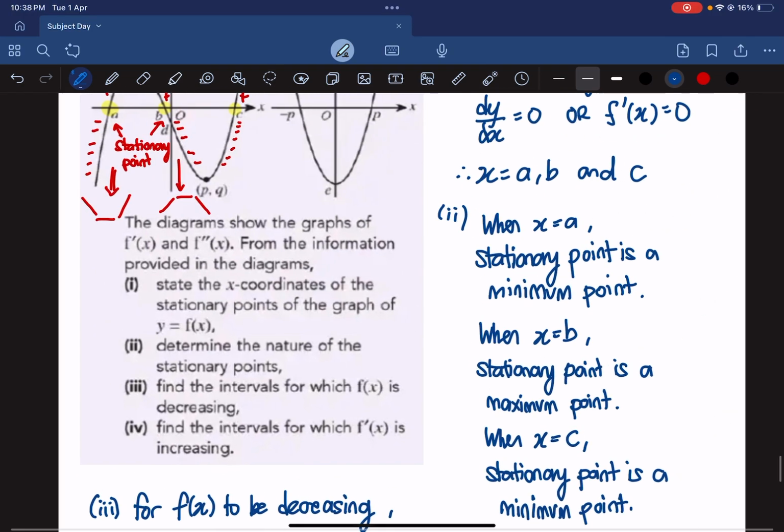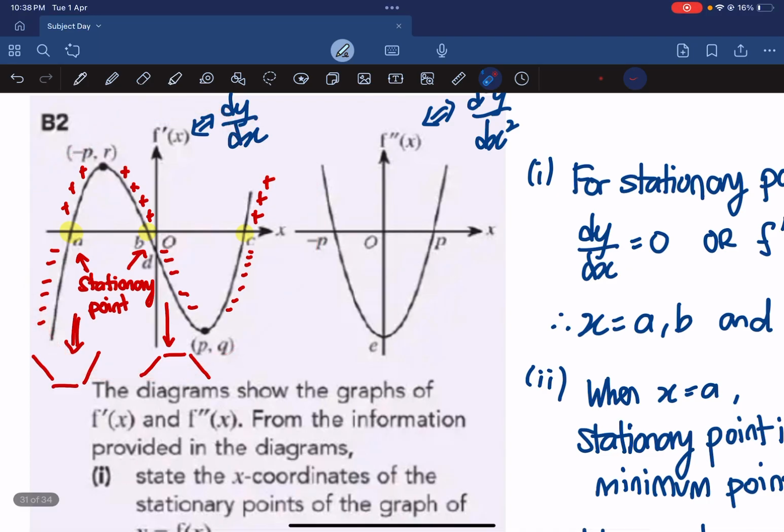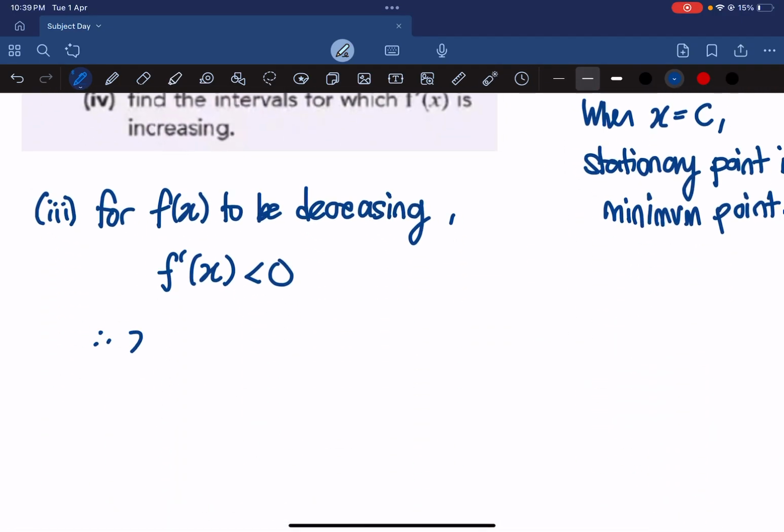So I analyze this graph of f prime x. I just need to find which part of the graph is less than 0, which is below the x-axis. I notice it is this part here highlighted in red. So for f(x) to be decreasing, f prime x is less than 0. The parts of the graph are x less than a, or x between b and c. So the answer is simply x is less than a, or x is between b and c.